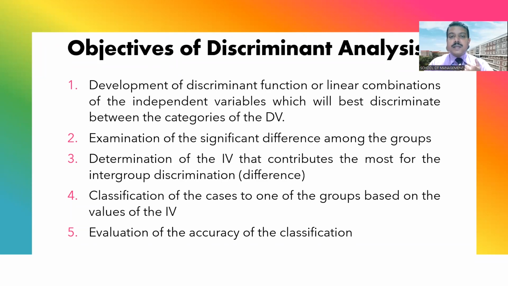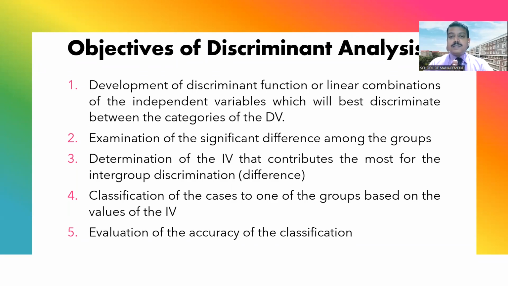So first we create the model. Second, we examine whether the difference between the groups is statistically significant. Then we determine the independent variable that contributes the most for the discrimination. Fourth, we need to classify the cases individually, and we need to group them, or we need to classify them into group 1 or group 2, or if you have more groups, we have to classify into the respective groups.